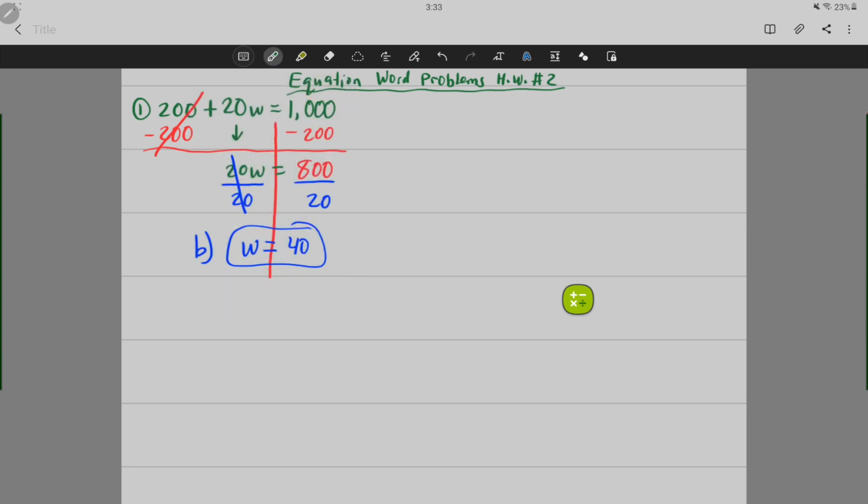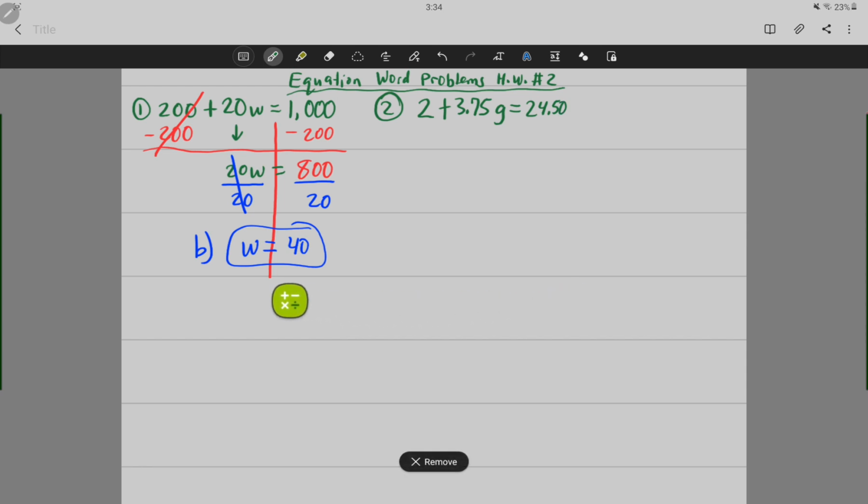Okay, number 2. Number 2 says, on Saturday, you bowl at Mar Vista Bowl, where renting shoes costs $2 and each game bowled is $3.75. If you spent a total of $24.50, how many games did you bowl? So the shoes is $2 one time, and means plus. Each game is $3.75, but we don't know how many games, so we put a variable. I'm going to put G for games. Spent a total, so equals $24.50.